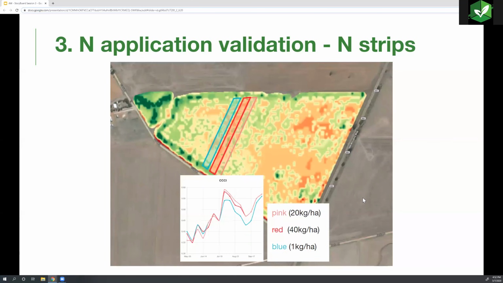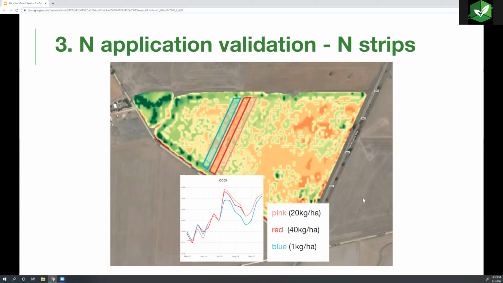So these were 3 strips and they had different amounts of nitrogen added to them. The pink had 20, the red had 40, and the blue had 1 kilogram. We were monitoring this image throughout the season, and we wanted to see which one made a difference, which one the imagery helps us decide we actually want to recommend.